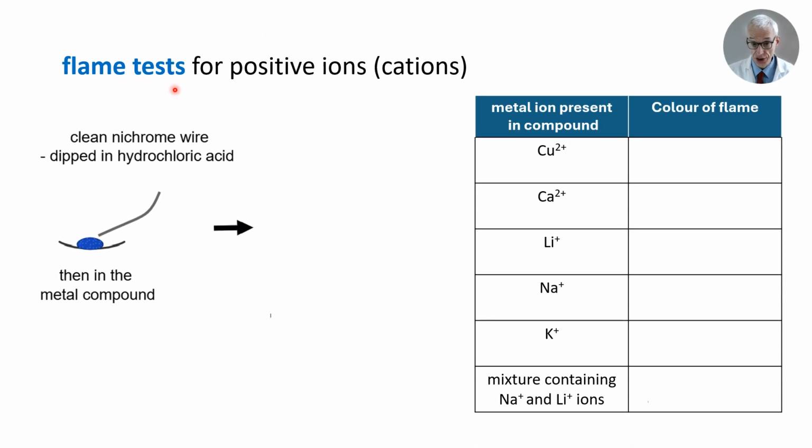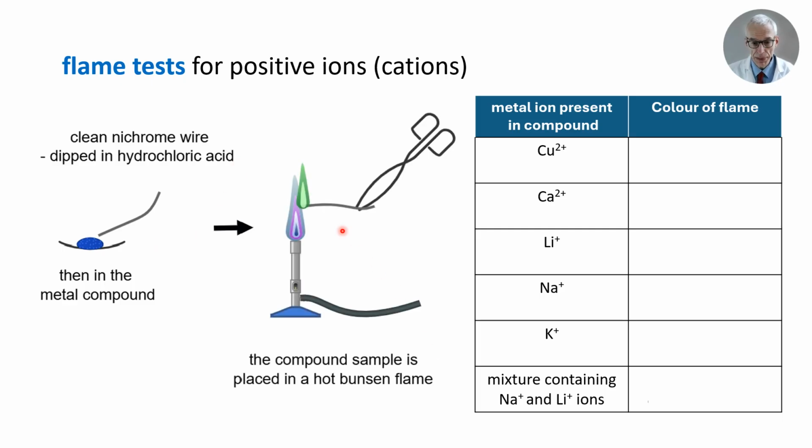Flame tests for positive ions, cations. Take a clean nichrome wire, that's a wire made from nickel and chromium, cleaned by dipping in hydrochloric acid. Pick up a small sample of metal compound and place it in the corner of a hot Bunsen flame.